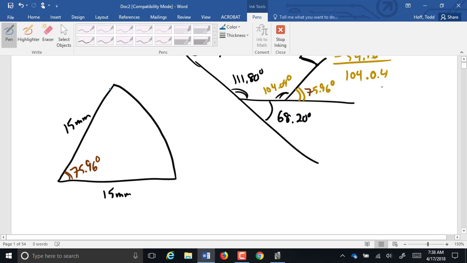We can find some things here. Let's drop that right angle down there. We know that's the right angle because that's a vertical dimension that we're putting in. This is horizontal. I'm going to call this side A and side B. Side A is the opposite side. Opposite and hypotenuse are sine. So sine of 75.96 degrees equals A over 15. Remember, sine is opposite over hypotenuse.